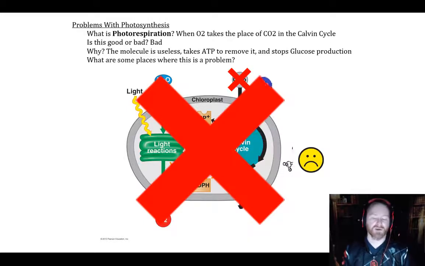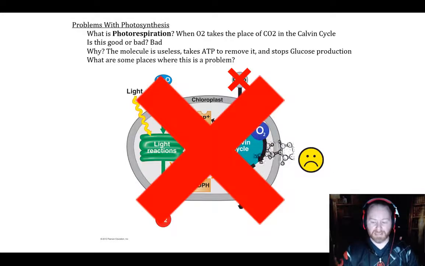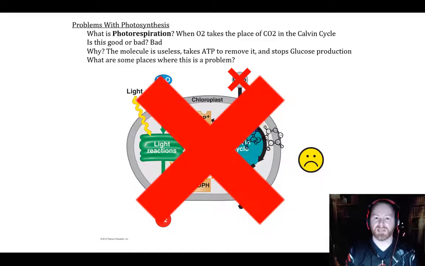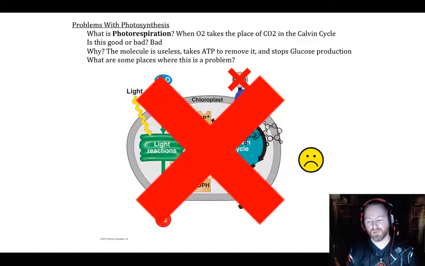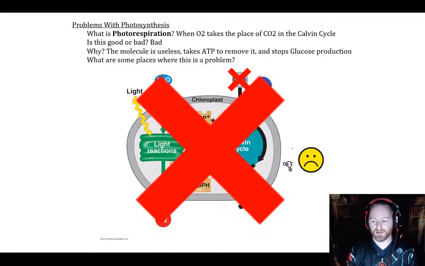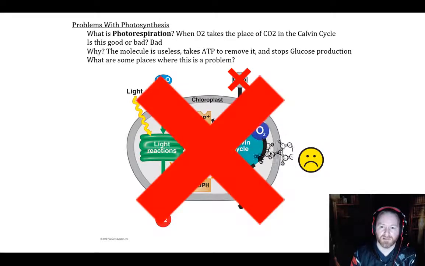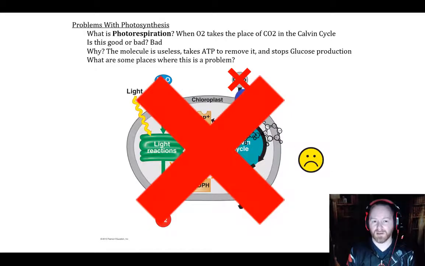Now, where are some places where this would occur? Photorespiration kind of goes hand in hand with water loss. In places where a plant has to deal with its stoma being open, it has to worry about losing water as well as getting O2 in. So places where water is scarce are also where we have to worry about photorespiration. So what are some places where water would be scarce? Well, hot places, dry places.